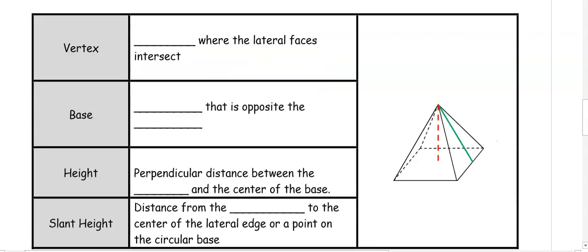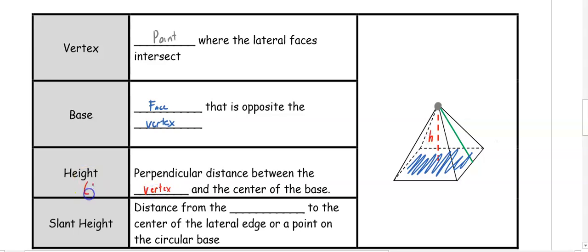Now we're going to look at a different shape, a pyramid. In a pyramid, the vertex is the point where the lateral faces intersect. So where the triangles in this case intersect at the top is the vertex. The base then is going to be the face that is opposite the vertex. So the vertex is up here, our base is down here at the bottom. Our height is going to be the perpendicular distance between the vertex and the base.